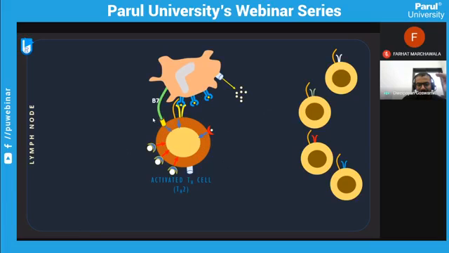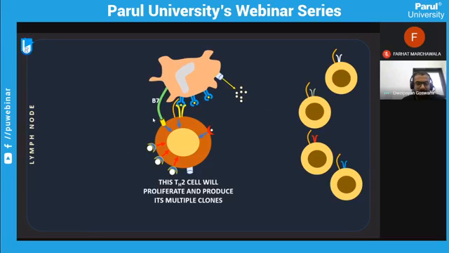Now the T helper cell, after receiving these 4 different signals, is known as an activated T helper cell. Till now it was not called activated, it was just a T cell. But once it receives these different signals, it is called an activated T helper cell. Now let us see what is happening. They are trying to proliferate, so they will simply multiply.